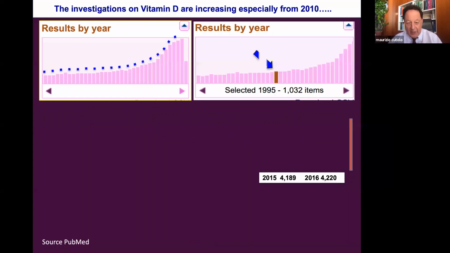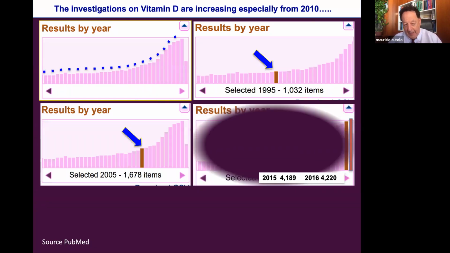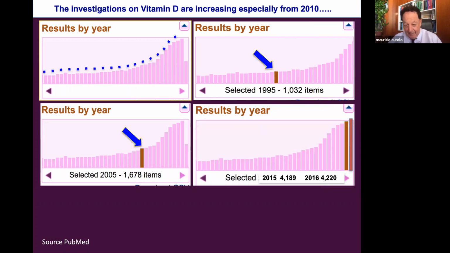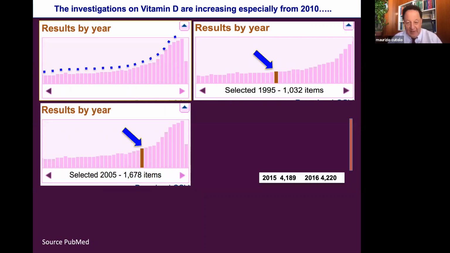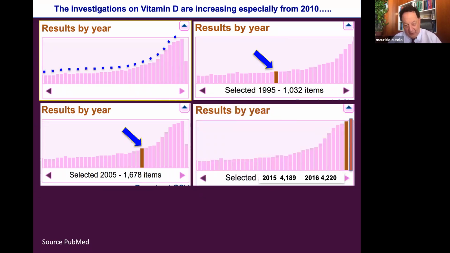If you look at the production of papers studying vitamin D in 1995, you find 1,000 items. And if you move ahead 10 years, you find 1,600 items. And if you move again to 2015, you find 4,100. So vitamin D is part of the most important research, dealing even with connective tissue diseases.